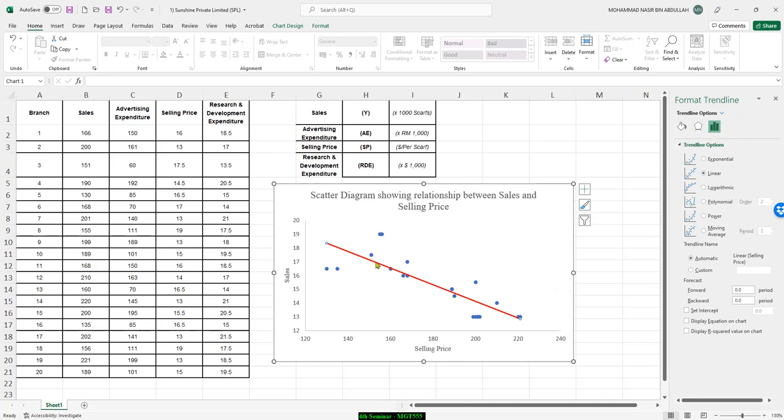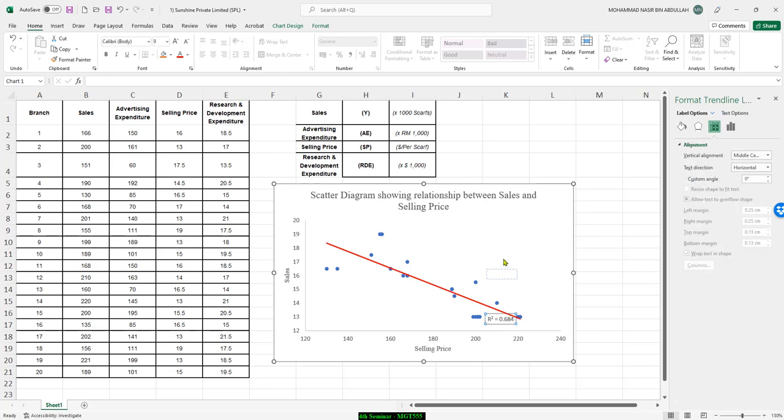Right, format trend line. So you nampak dekat sini belah kanan ni ada format trend line. So dekat bawah sekali, you nampak tak dia tulis display R square value on chart. So you click on display R square value. So you nampak dekat sini dia keluar R square value. Right. So R square is 0.6484 kan. I tukar dulu. Make it bigger sikit.